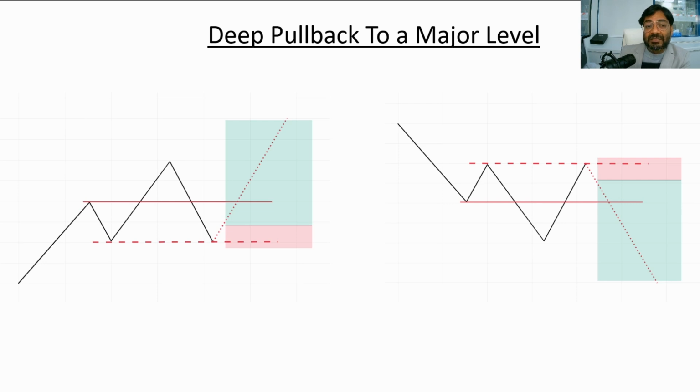All right, so this one is interesting. The deep pullback to a measure level. It's very easy to understand. It's one of the most common happening structures that I have seen till today in my experience. Now, what happens is the market starts from a place. Let's take the example of the bullish movement first.